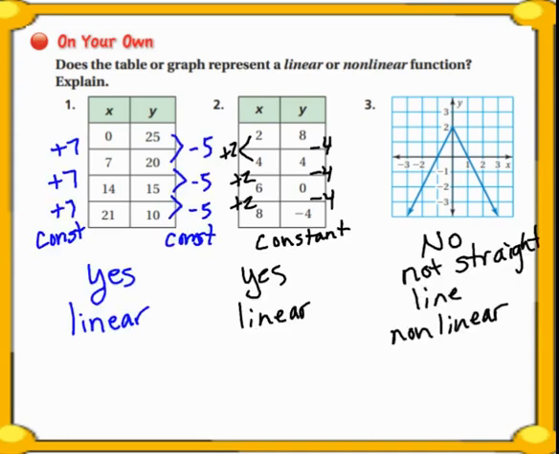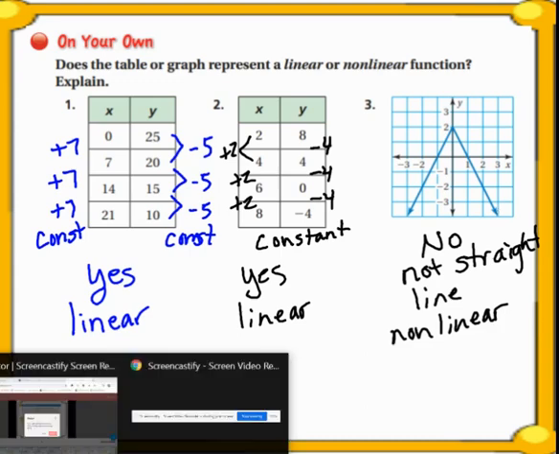All right, for number 1, we have a constant rate of change on the x and a constant on the y, so yes, this is linear. On number 2, we went up by 2's, and here we went down by 4's. This is constant, so yes, it is also linear. For number 3, we have a straight line, but it bends right there and comes straight back down. So this one is not a straight line, so it is non-linear. This one's actually called piecewise linear because it does have two straight lines, but it's not completely linear.